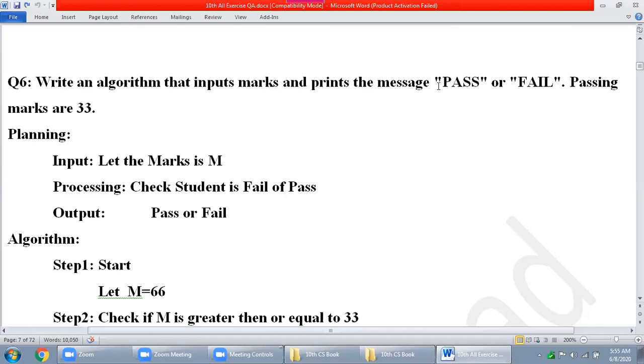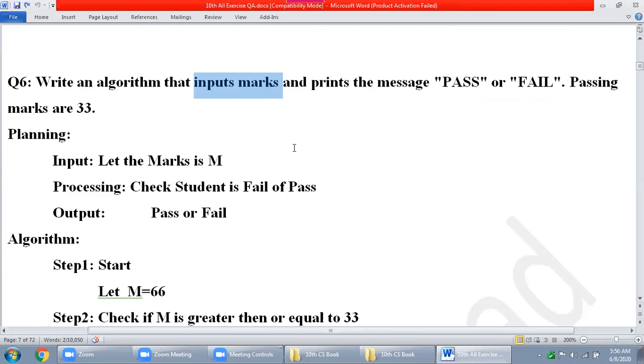But this is very easy compared to that one, because that algorithm was very lengthy. This is very easy because over here we only calculate two parts, either pass or fail. We decide pass or fail on the basis of marks. If you achieve marks above 33, it means that you are pass. If your marks are below 33, it means that you are fail.